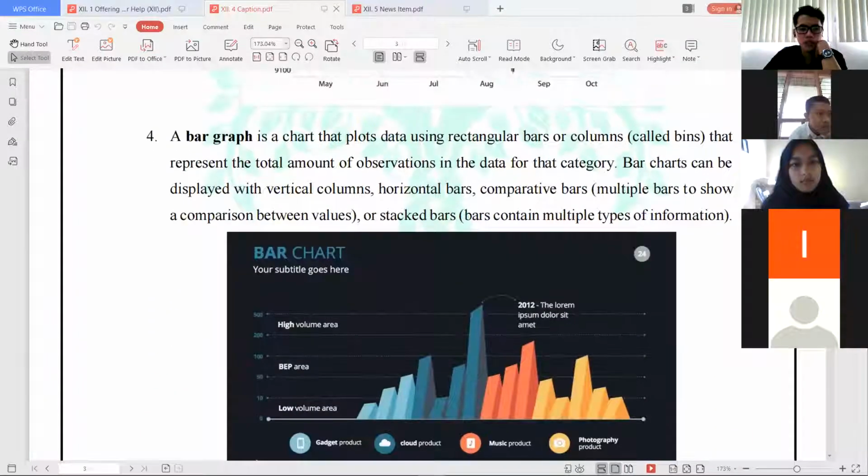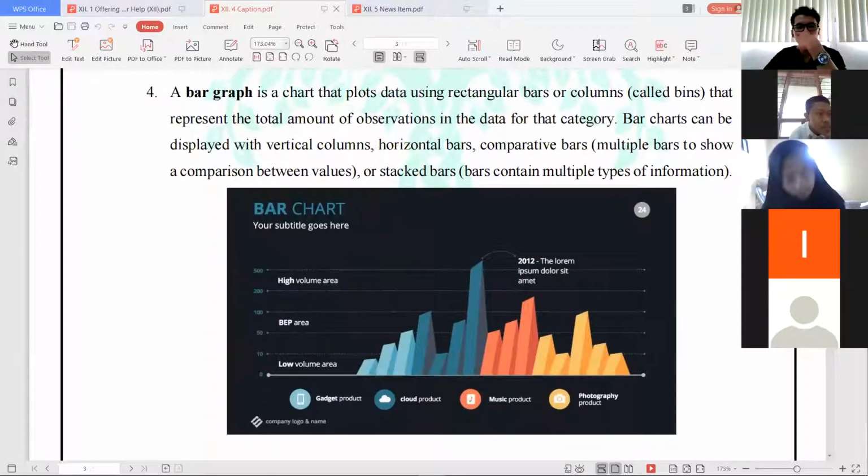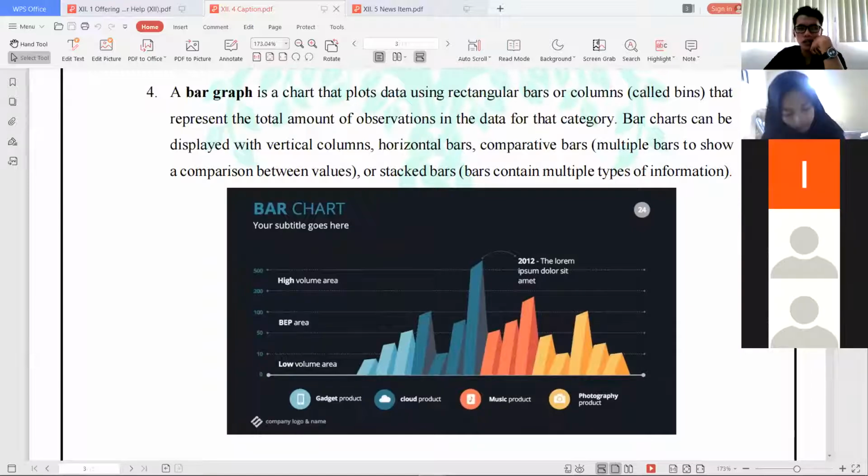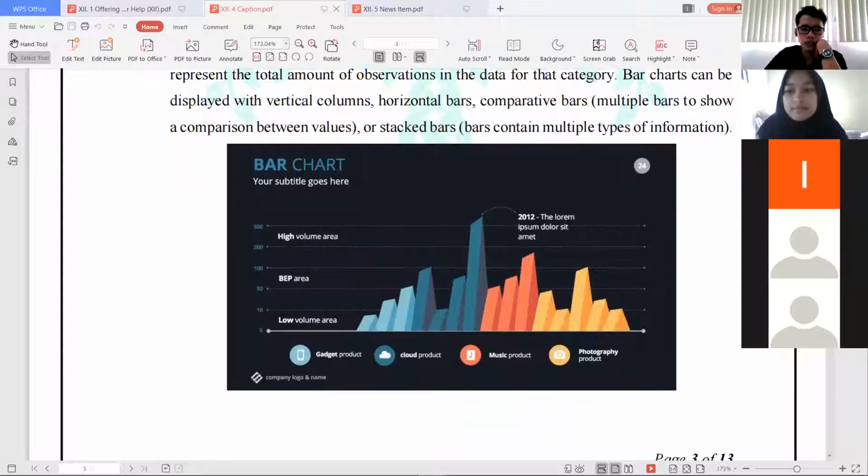And then the next one is bar graph, an easy one. A chart that plots data using rectangular bars or columns that represent the total amount of observations in the data for that category. Bar charts can be displayed with vertical columns, horizontal bars, comparative bars, multiple bars to show a comparison between values, or stacked bars containing multiple types of information. Like this.